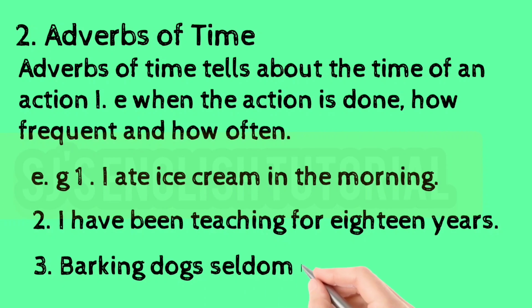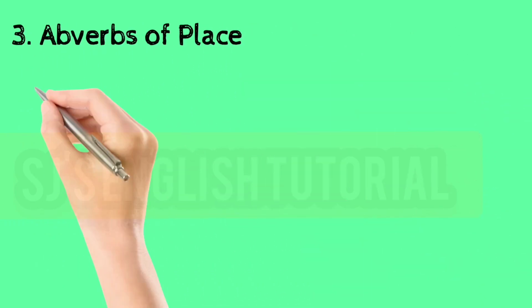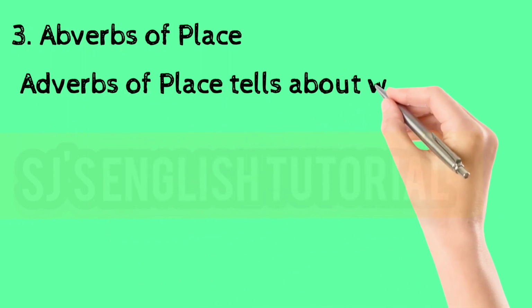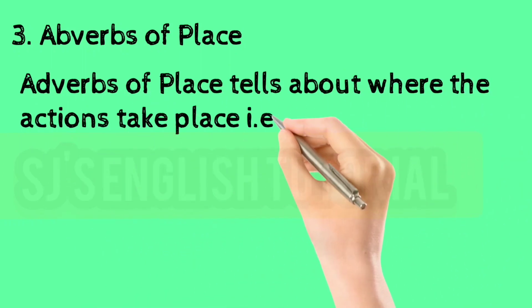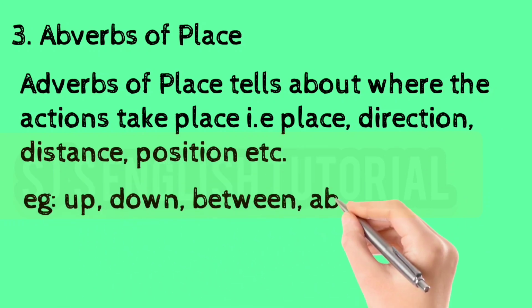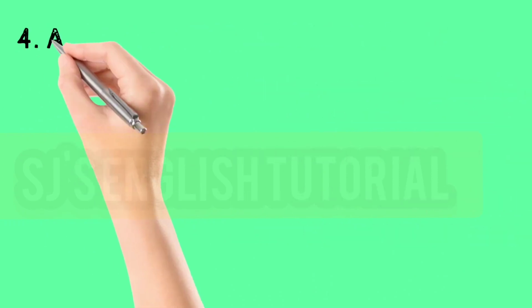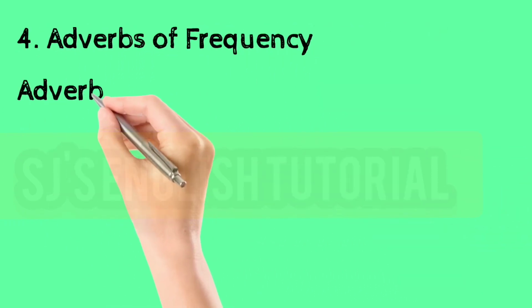Let's learn about the third one, adverbs of place. Adverbs of place tell us about where the actions take place, that is, place, direction, distance, position, etc. For example, up, down, between, above, behind, upwards, towards, here, there, etc.